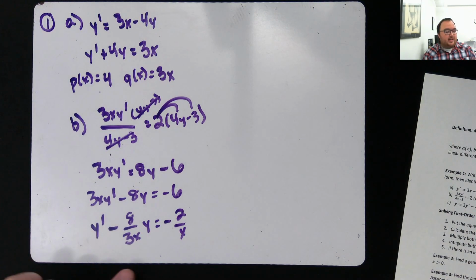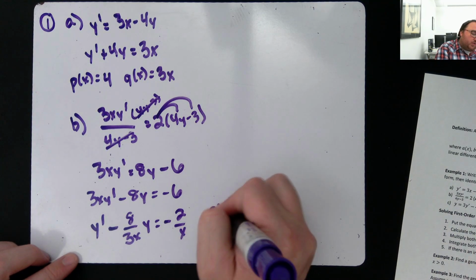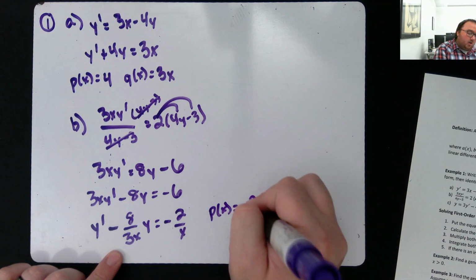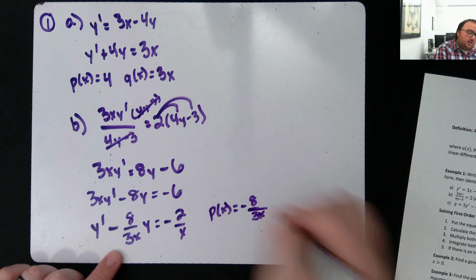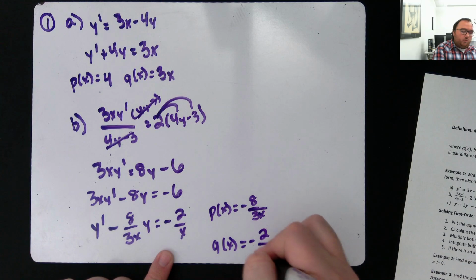Now I can stop because every y is over here, which is good, and there's a 1 out front, which is good. P of x is what's in front of the y, so that's negative 8 over 3x. And the q of x is what's on the right side, so negative 2 over x.